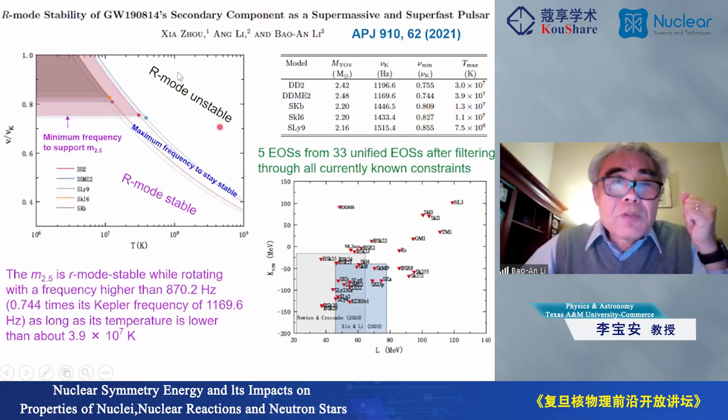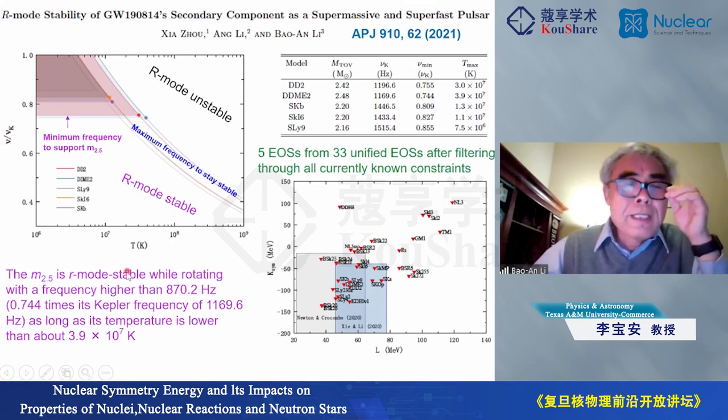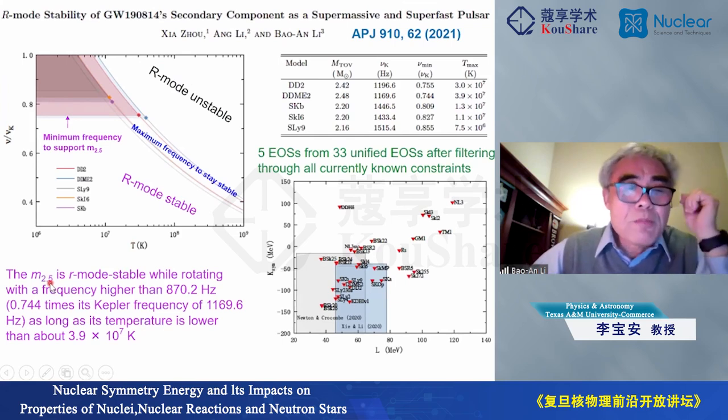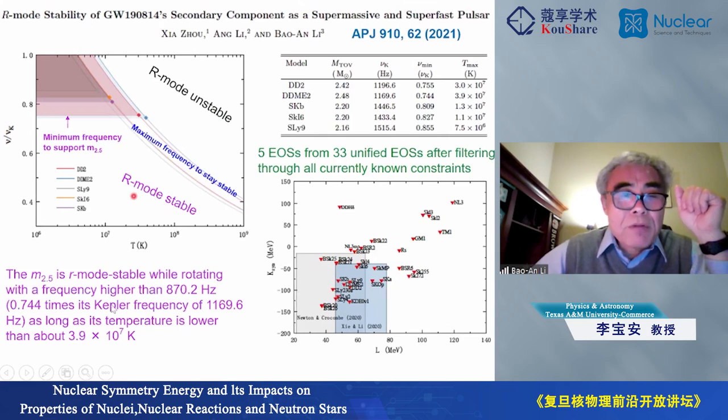Now, this is the R mode unstable region. This is a lower region here. So if you plot this minimum frequency as a horizontal line here, you see this unstable region. Then in order for the neutron star to be stable, your temperature has to be lower than this number here. So this is the region allowed. What it says is that this 2.5 solar mass neutron star can be R mode stable as long as its temperature is less than a critical temperature of about 10 to the 7th Kelvin, okay?